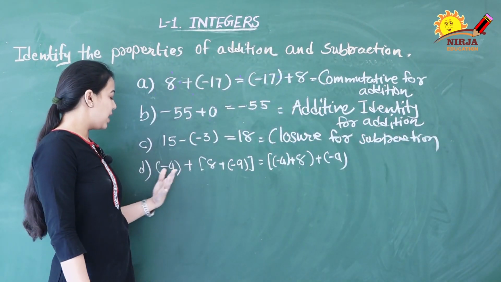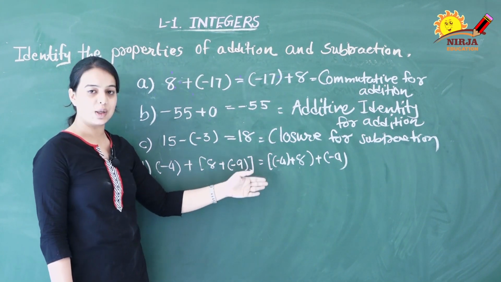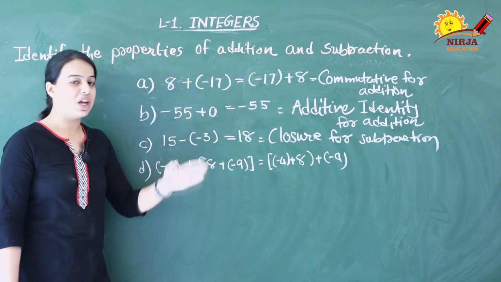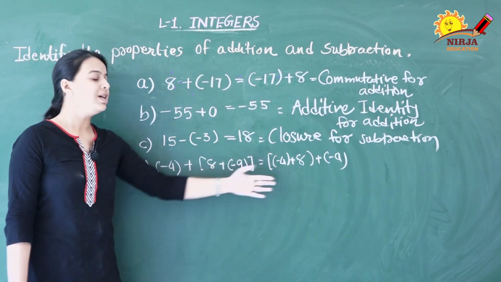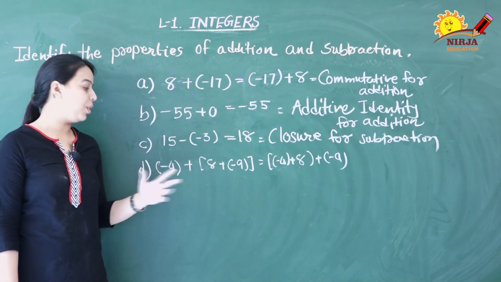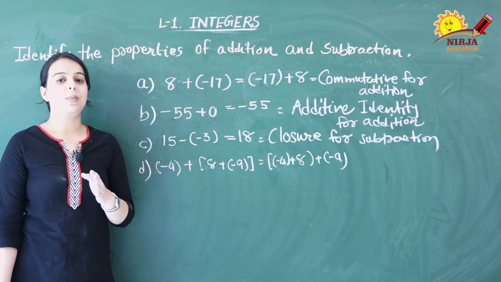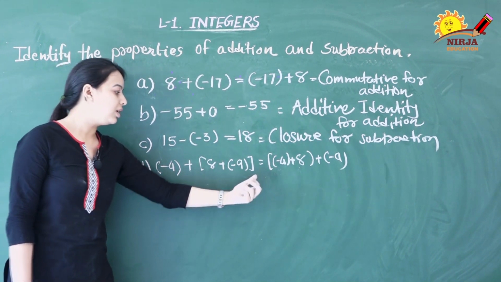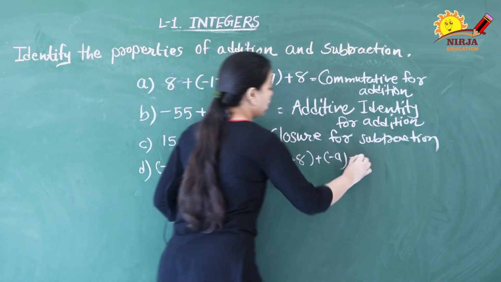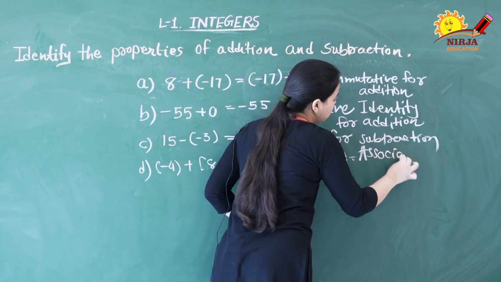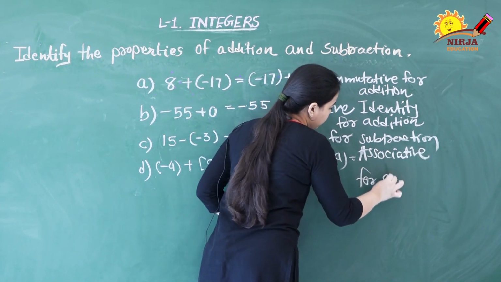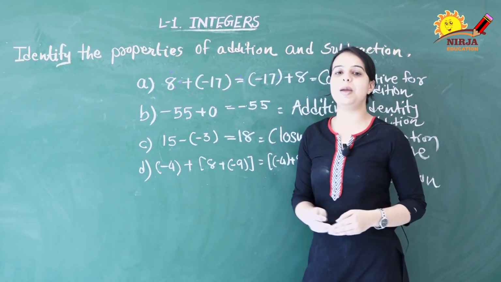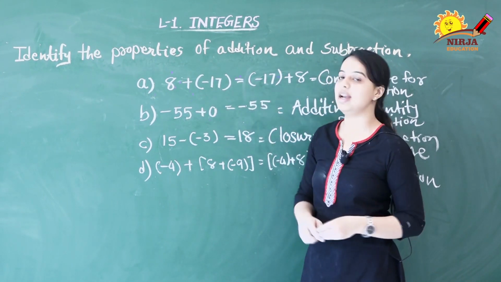Next one is minus 4 plus 8 plus minus 9 is equal to minus 4 plus 8 plus minus 9, with the grouping changed. So if we change the grouping, the result will still be the same. So this is the associative property for addition. If we apply the associative property to subtraction, then the result will not be the same. Here the result is the same, so it is for addition. So you can state: associative for addition. So my dear students, I hope now you all are able to identify the properties of addition and subtraction.